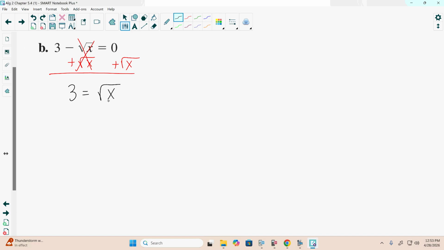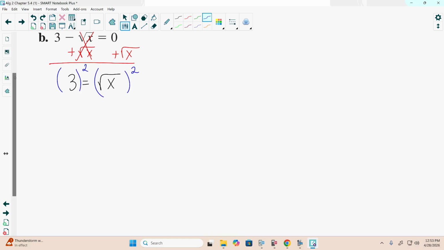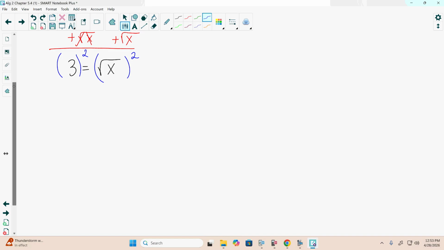It's a little bit nicer if we add the square root of x to both sides, because this does get the square root by itself. It is positive, and we're good to go there. Now at this point, the square root is indeed by itself. So we're going to put both sides to the nth power. And just like the first one, that nth power is 2.